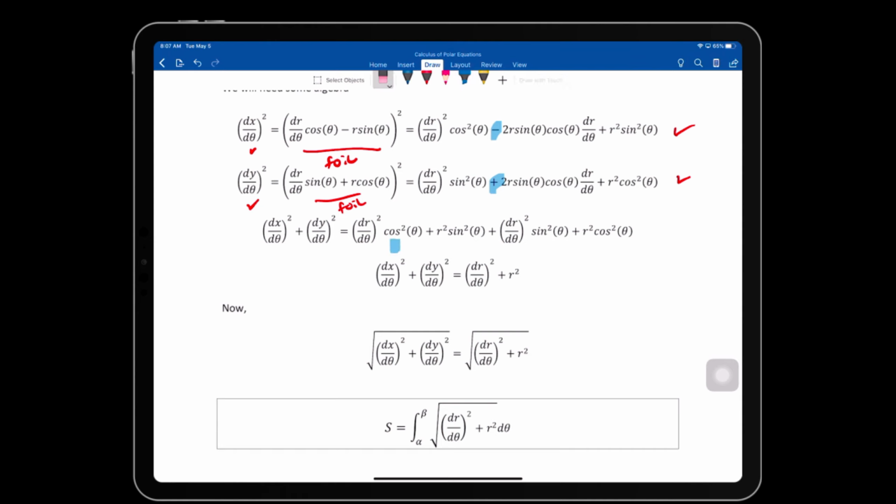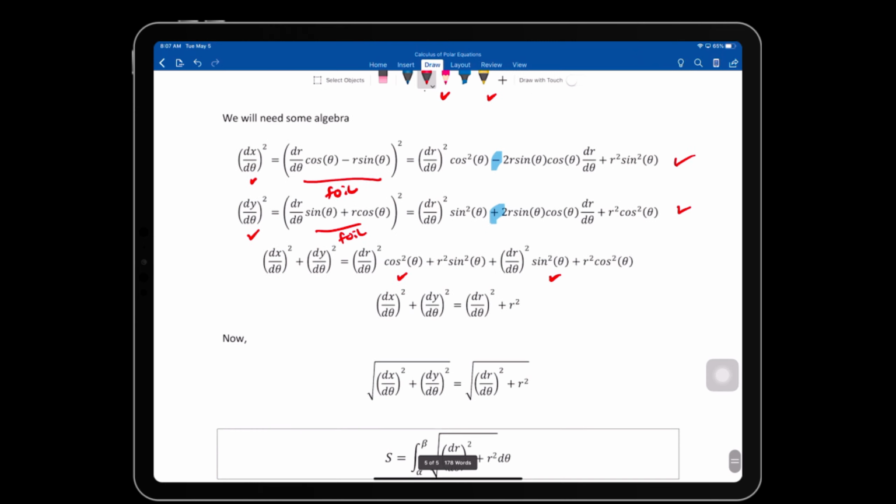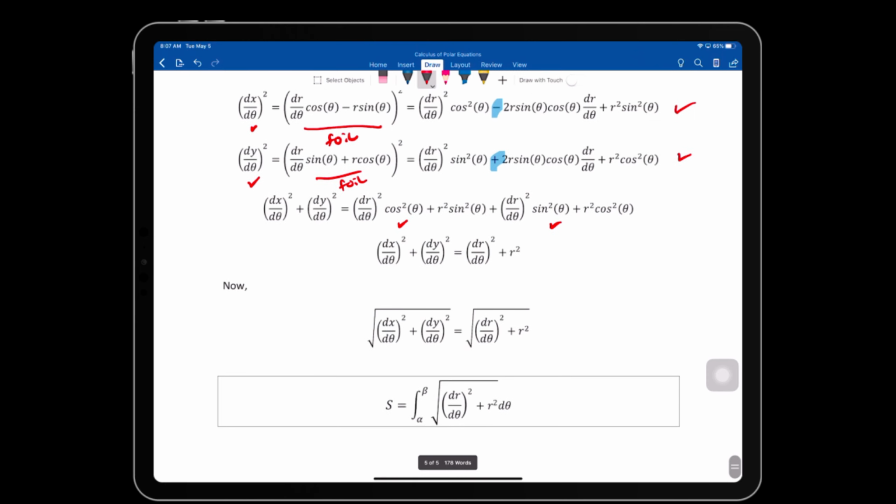Let's add these two terms, and you actually factor out dr squared d theta, and you get 1. Same thing here. You're going to add these two terms, r squared sine squared, r squared cosine squared, and you factor out r squared, and you get, using the identity that sine squared theta plus cosine squared theta in both cases is 1, the famous (dx/d theta) squared plus (dy/d theta) squared equals (dr/d theta) squared plus r squared.